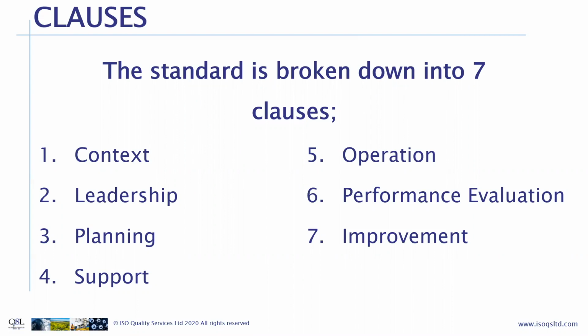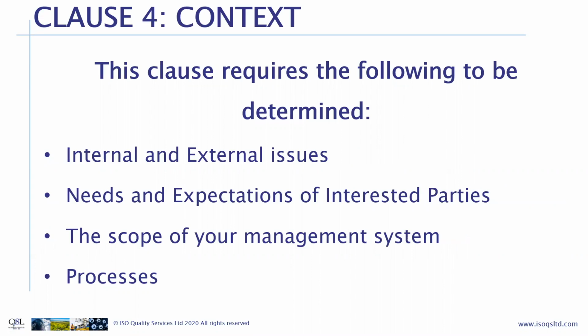Now, the 7 clauses are context, leadership, planning, support, operation, performance evaluation, and improvement. Now, the first clause, context, clause 4, I think you may potentially ask the relevance of this clause. But by going through the process, it'll enable you to fully understand your business. Through looking at it from a process point of view, it will help you to develop your ongoing business strategy, help you to establish a meaningful quality policy, and also assist the objective setting process.